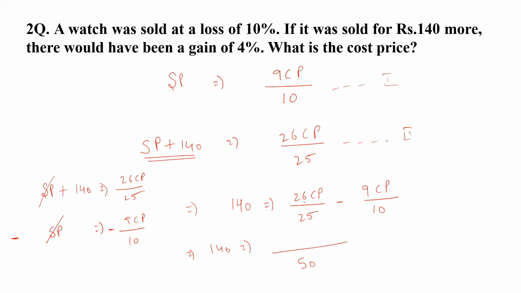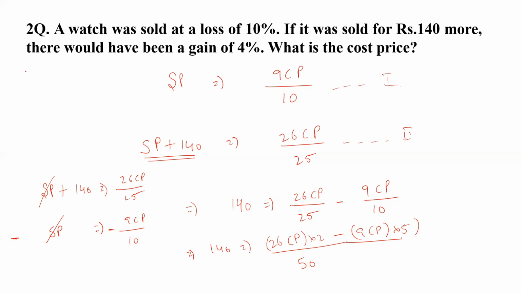So now I'm just going to solve it. Okay, so how to solve it? 25 multiplied by 2 was 50. So I'll write it in a more elaborated form: 26 cost price multiplied by 2 minus 9 cost price multiplied by 5. How did 5 come? Because 50 can be divided by the table of 10 at the value of 5. So this is why I have written that.